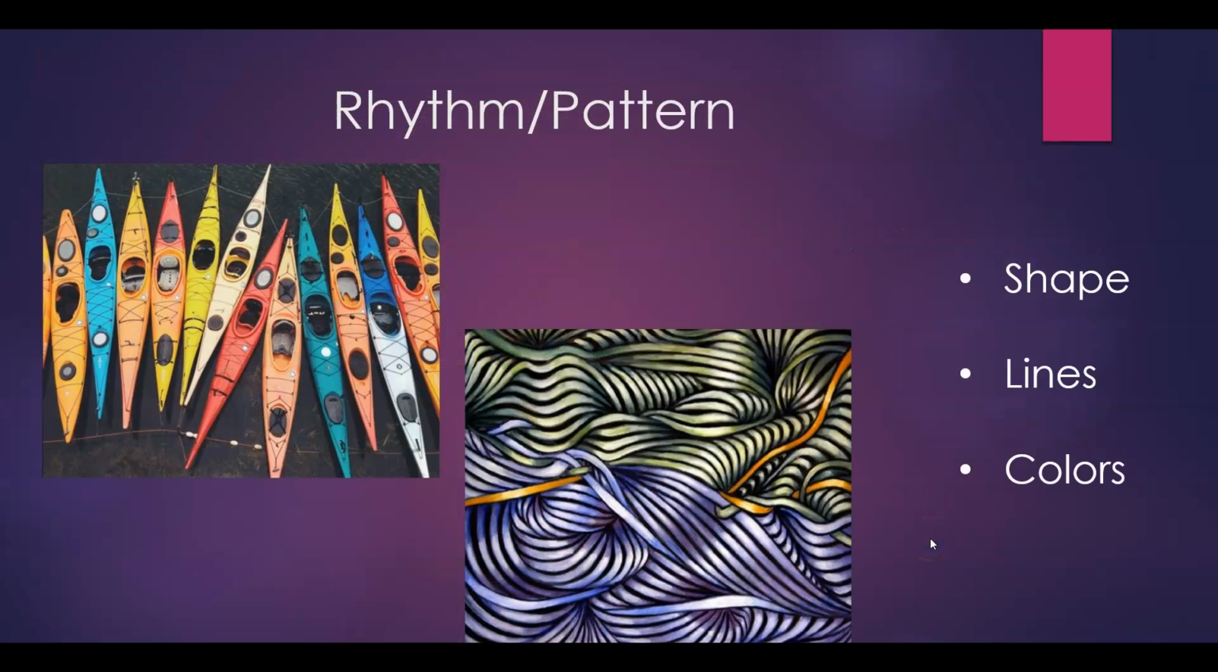My next one is rhythm and pattern. It is the regular repetition or arrangement of lines or shapes to achieve a specific repetition, effect, or pattern. So you can see this, I think this is a kayak. You see the colors, the same color, same shape and different colors. So there's a rhythm. And here are the lines. You can see the rhythm of these lines.